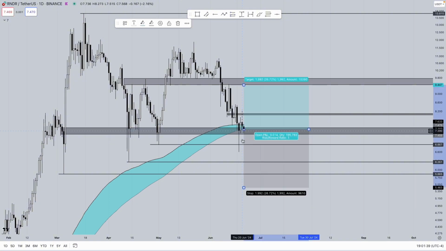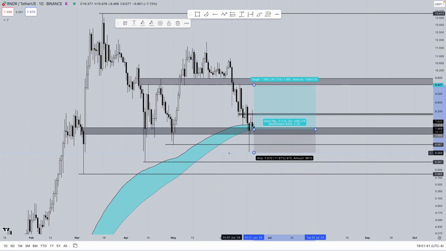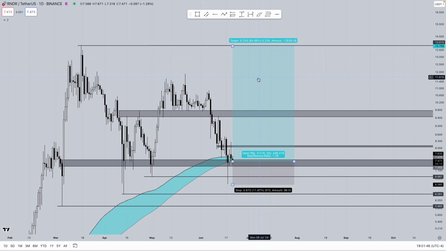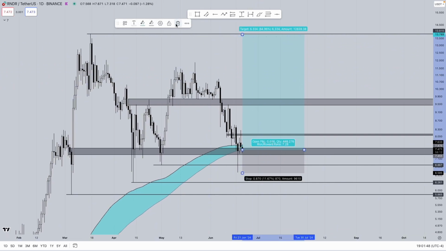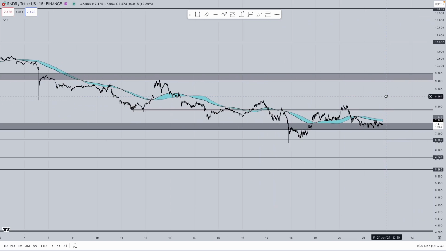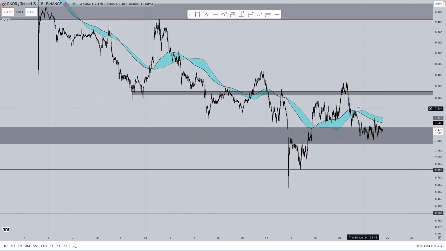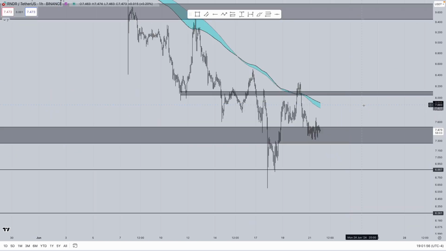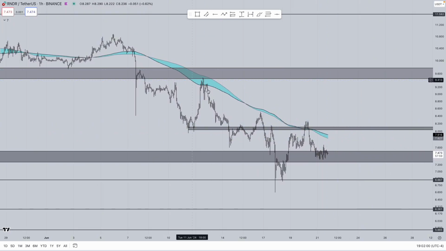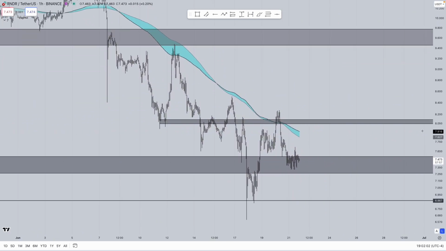So you could bid this setup here, which would give you a nice 7.3 R trade about, or you can zoom into lower time frames. So let's see what the lower time frame trend is. Maybe we have an hourly trend here. So hourly looks pretty decent.